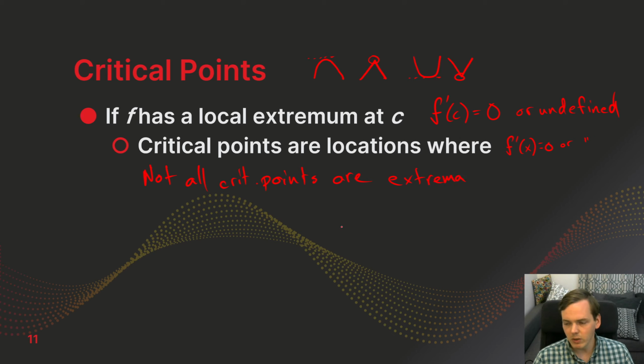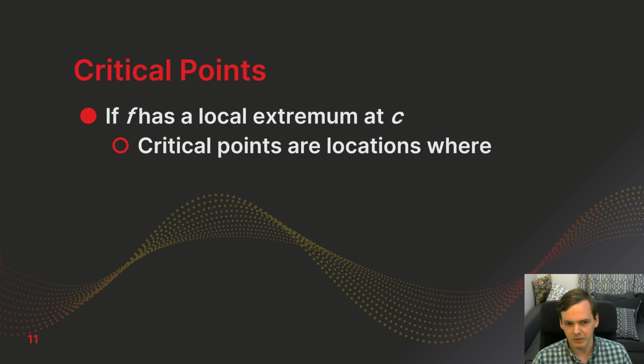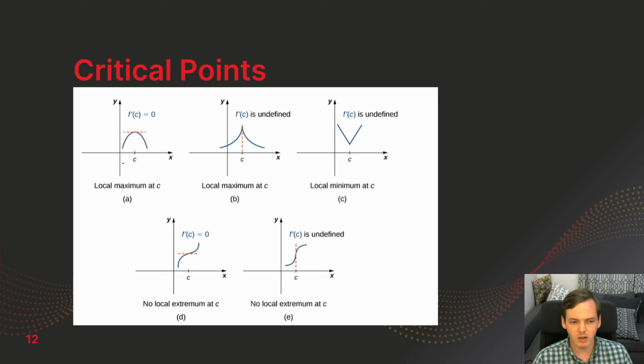I'll show you some more examples here in a second, but the simplest one is just imagining something that levels off but then keeps going up. Obviously in the middle here, this isn't a minimum or a maximum, so therefore we've got the counterexample where not all critical points are extrema, but every extrema will be a critical point.